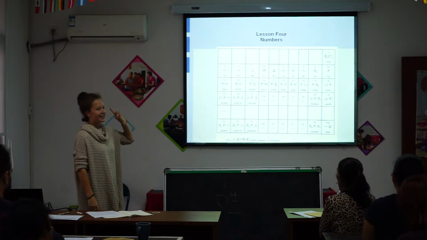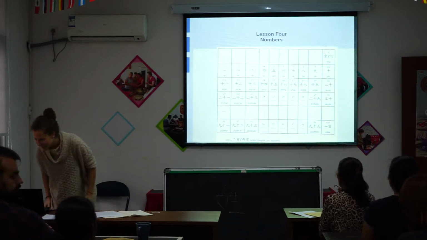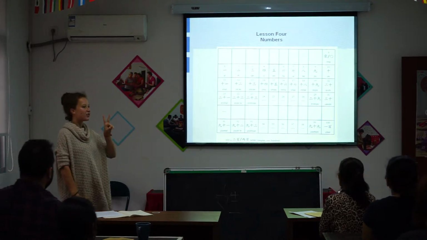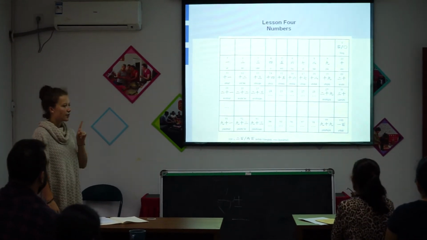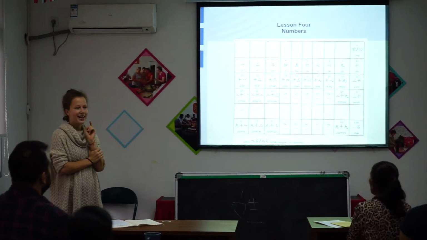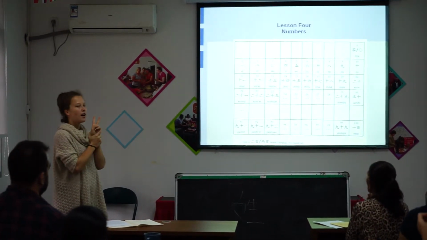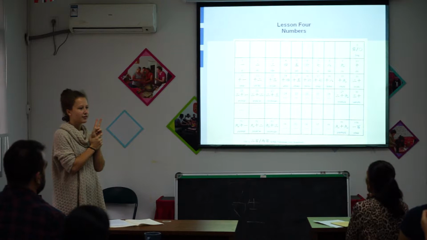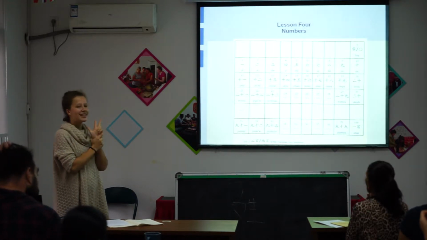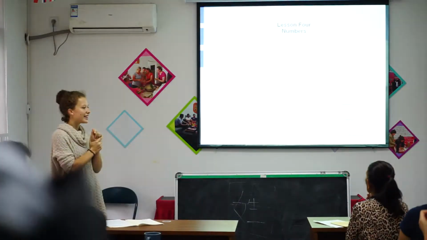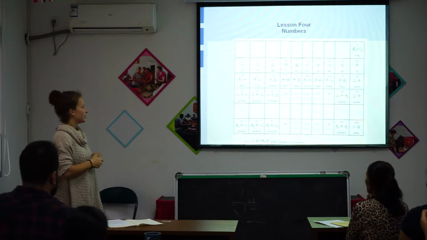So 0 is ling, the second tone, L-I-N-G, ling. Number 1, yi, first tone. Then number 2, er, fourth tone. Number 3, san. It's like the English sun, so it's pretty easy.